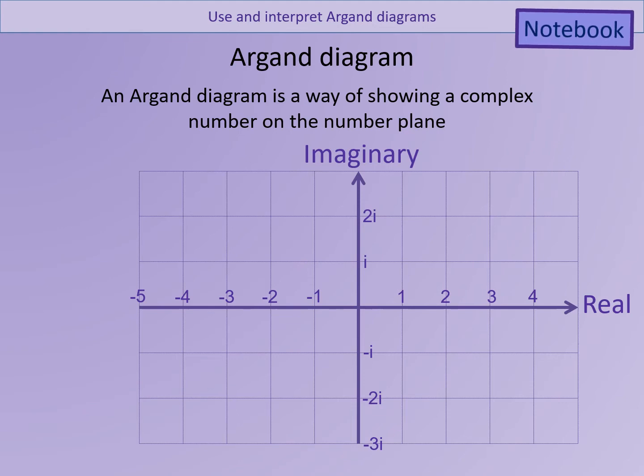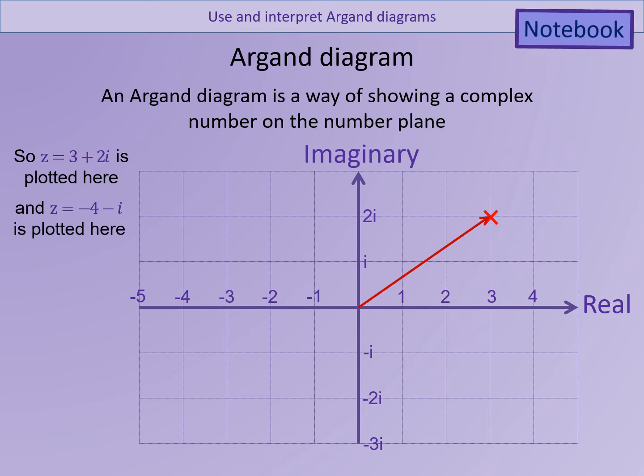So if we wanted to plot a number on an Argand diagram, it's a bit like coordinates. You just plot it in the correct place on the grid. So for example, if we had the number z equals 3 plus 2i, we would go 3 across on the real axis and then 2 up on the imaginary axis. So 3 plus 2i would be plotted there, just with a cross.